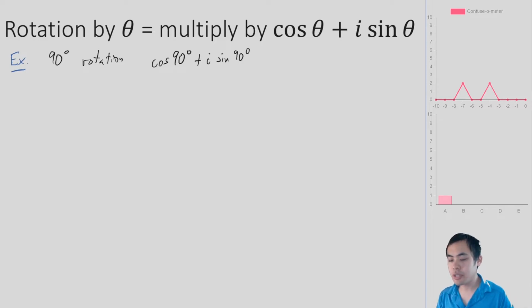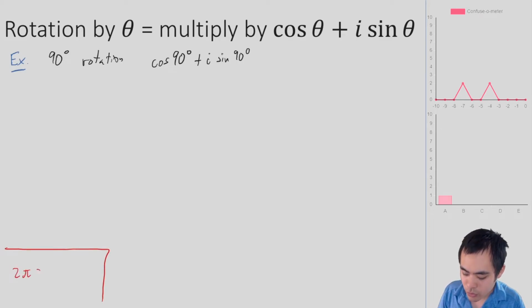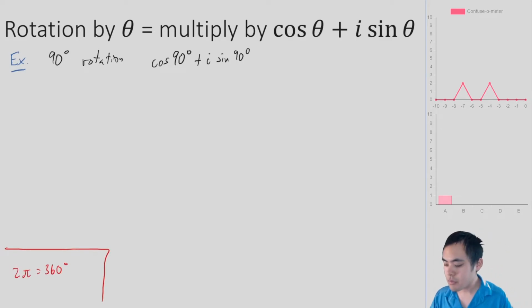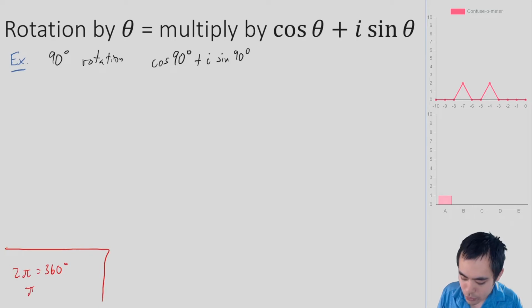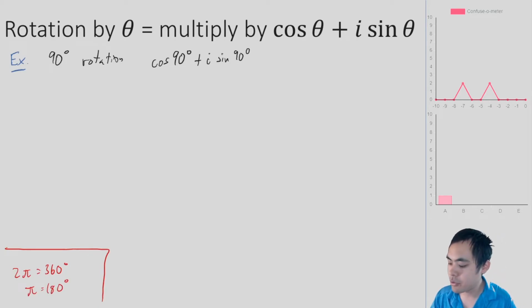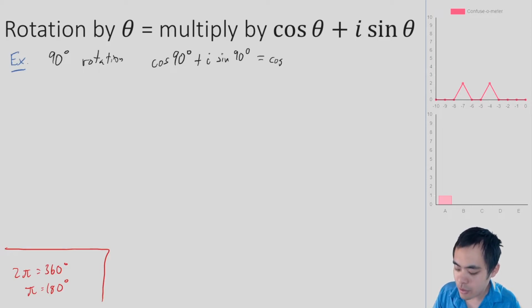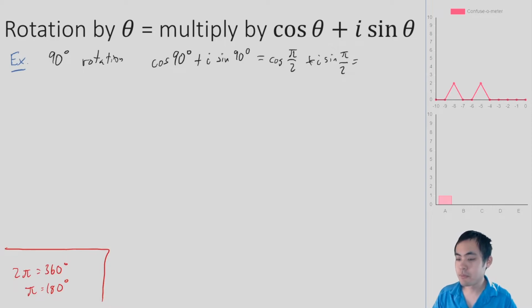Well, remember, it's often easier to think of these things in radians. And just as a note, 2 pi is equal to 360 degrees in terms of radians to degrees. So you should remember that. And so therefore, pi is equal to 180 degrees, and pi over 2 is equal to 90 degrees. So this is equal to cosine of pi over 2 plus i times sine of pi over 2, which is equal to, well, what's cosine of pi over 2? 0. What's sine of pi over 2? 1. So 0 plus i, which is equal to i, which is, of course, exactly the complex number we were multiplying by to get a 90-degree rotation.